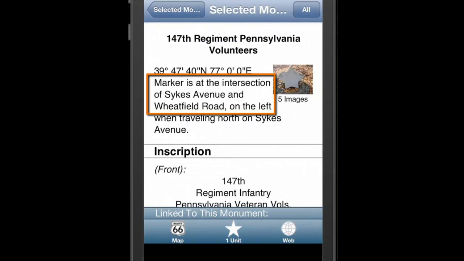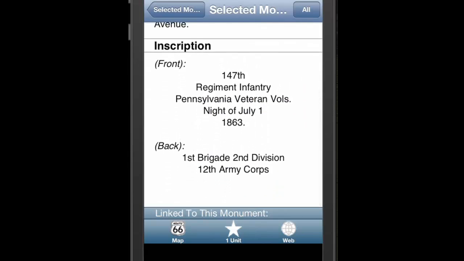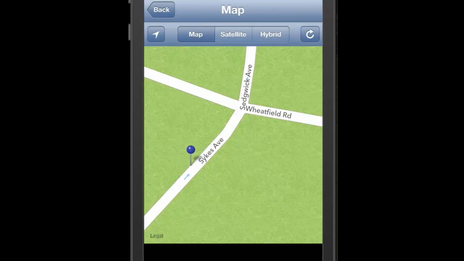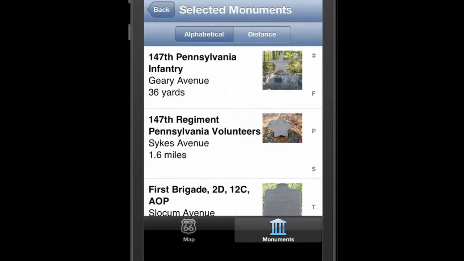It's near the intersection with Wheatfield Road. That would put it near the north side of Little Round Top. Let's read the inscription, and let's see its location on the map. Okay, let's go back to the monument and then back again to the list of monuments.